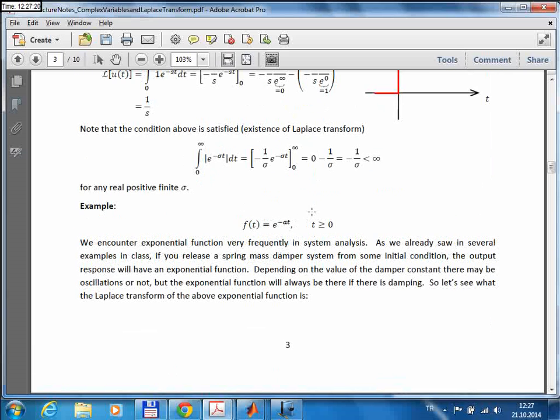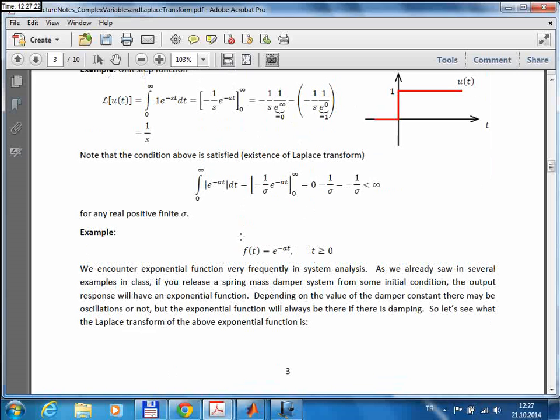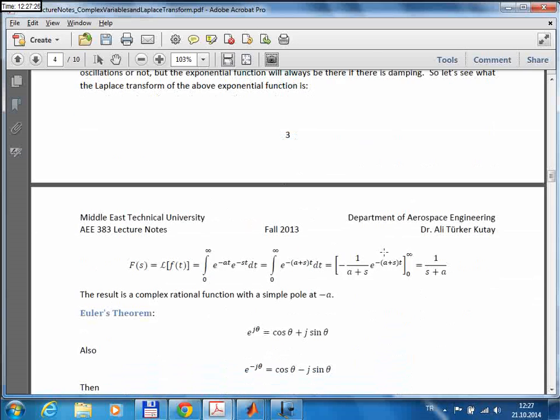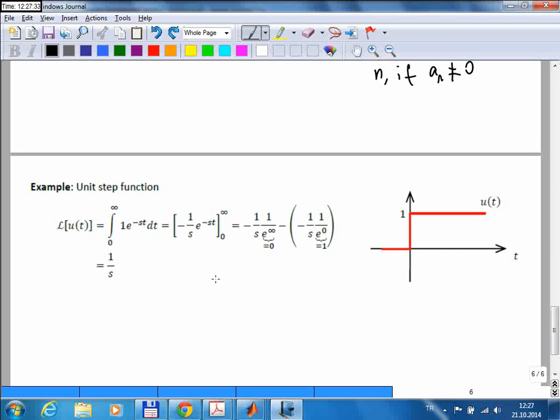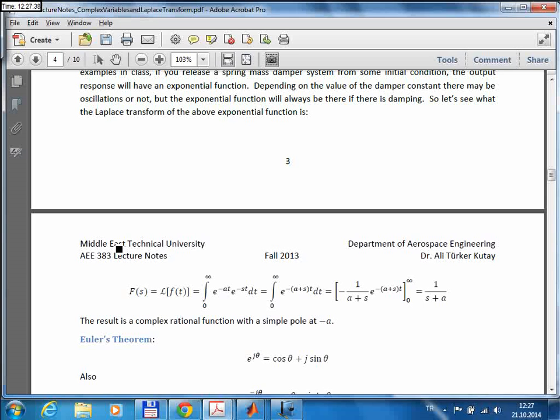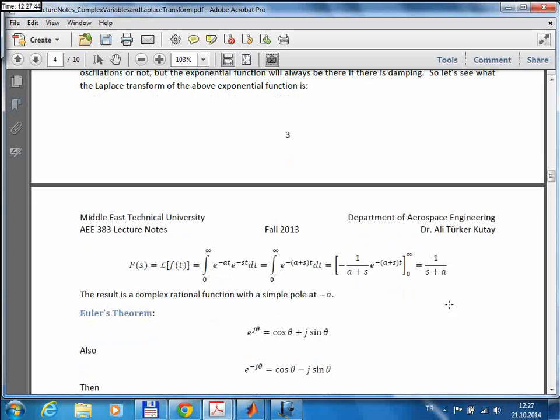Next we take the Laplace transform of this function, e to the power minus at, and the result is shown here. For the unit step function, we had 1 here, but when taking the Laplace transform of this function, you put this term, e to the power minus at, there. And if you take the integral, it turns out that the value of the Laplace transform is 1 over s plus a.